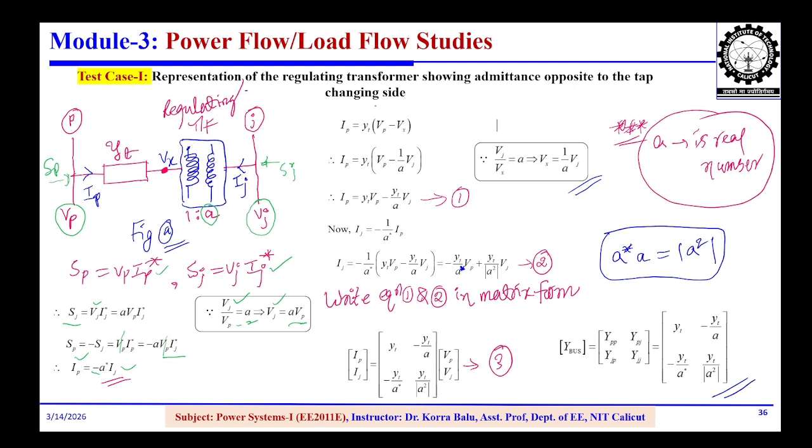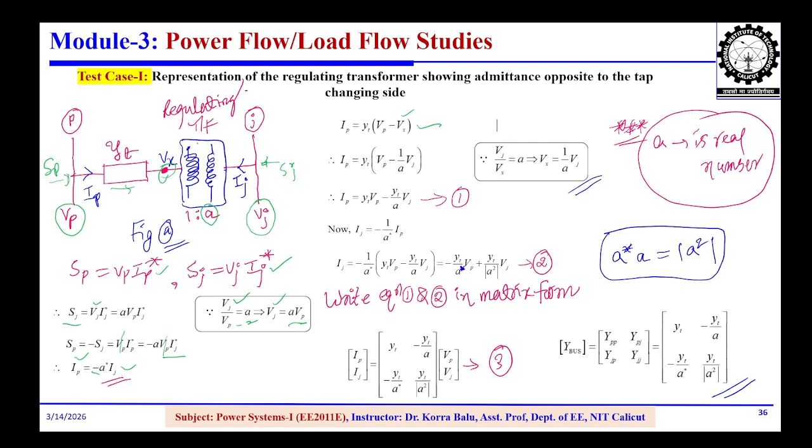Now here, we need to calculate the IP value. From this diagram, IP is equal to YT into VP minus VX up to this point. Okay, the drop will happen in here. So we need to calculate the IP value for this point. IP is equal to YT into VP minus VX. So in place of VX, we can apply VX by VP is equal to A.